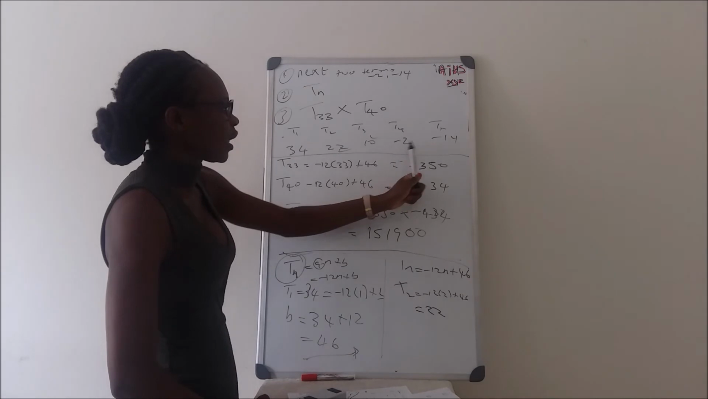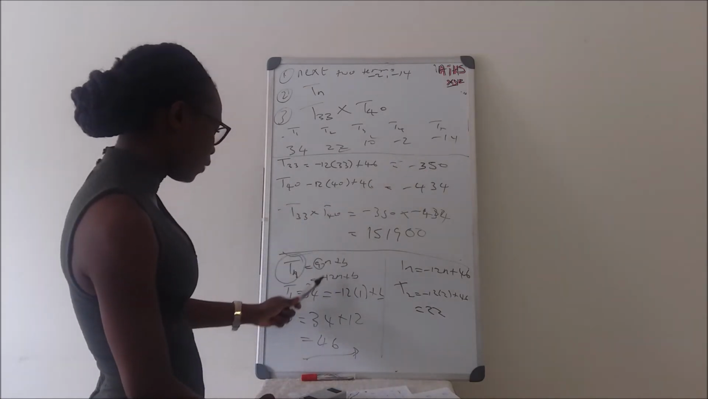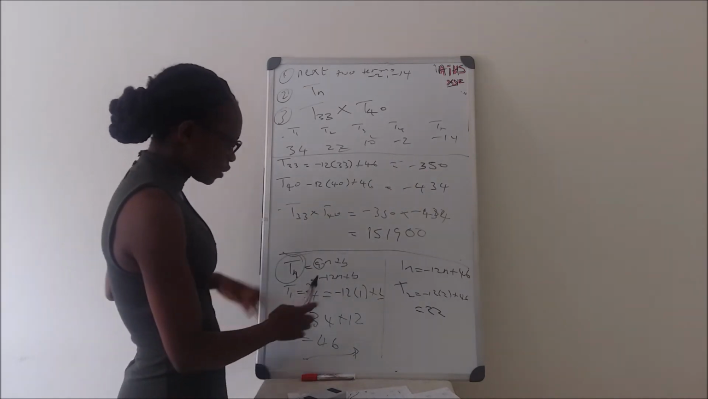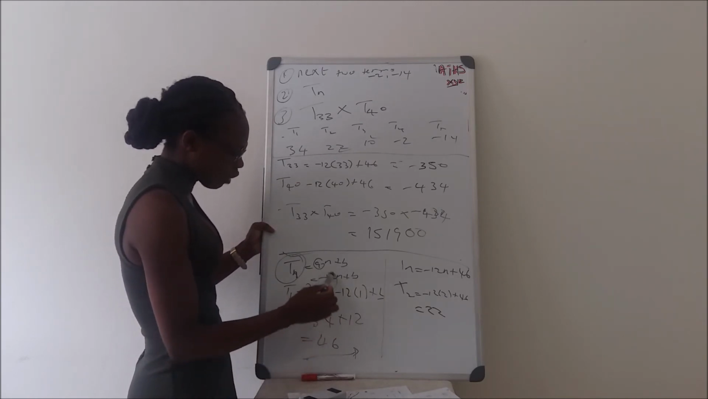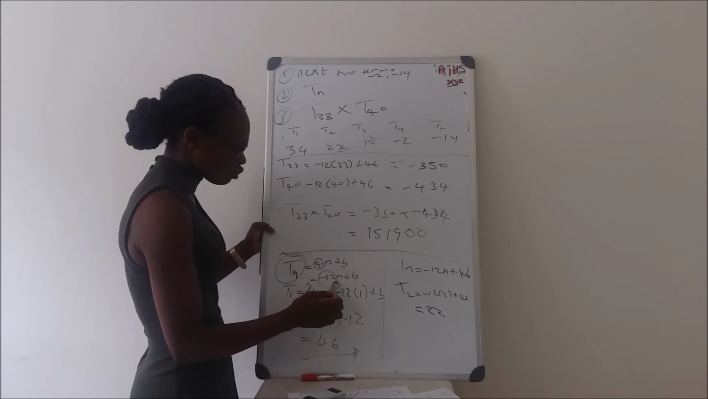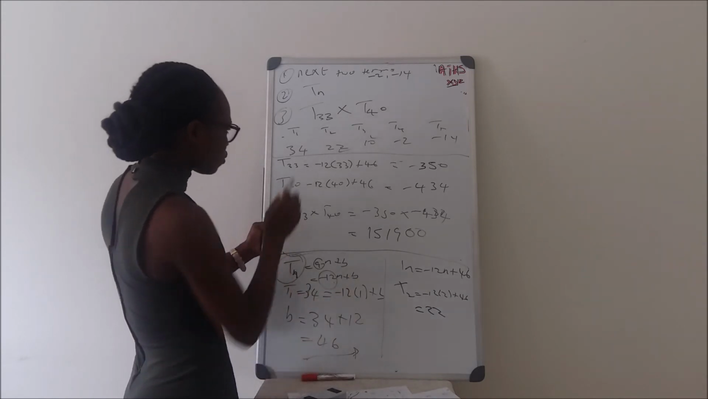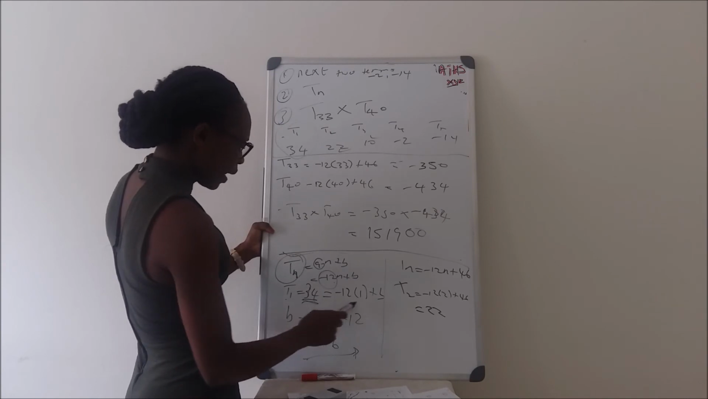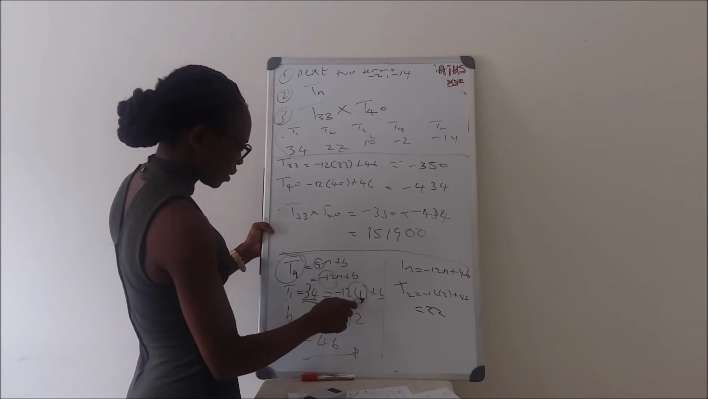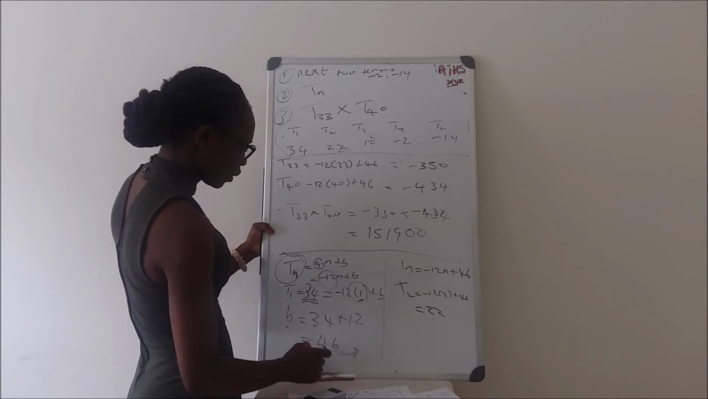T4 and T5, which is negative 2 and negative 14. And to find our Tn is equal to an plus b. This is our standard equation, of which we already found a, which is negative 12n plus b. And we substitute the first term T1 and 34. T1 is equal to 34, and instead of n we replace by 1 because it's the first term, and we got b is equal to 46.